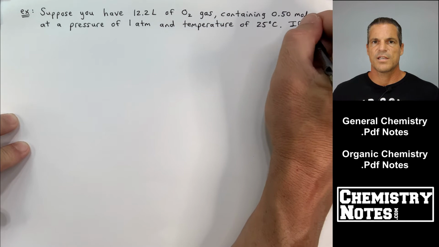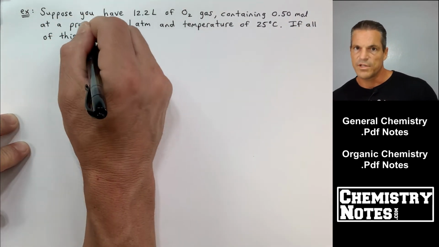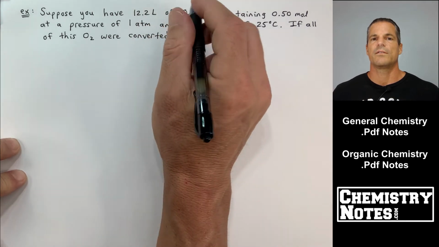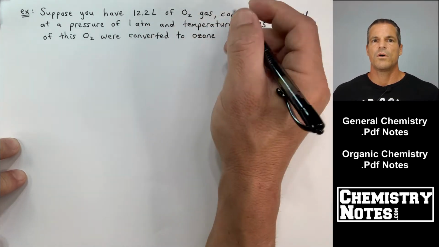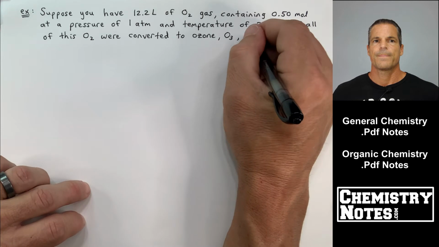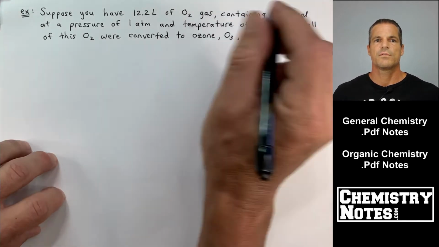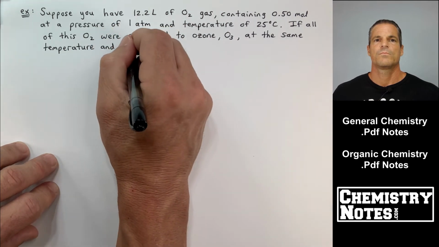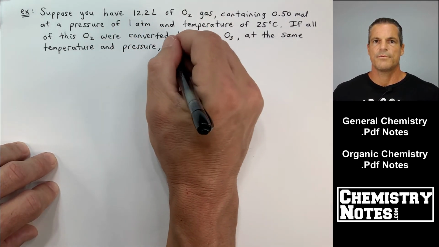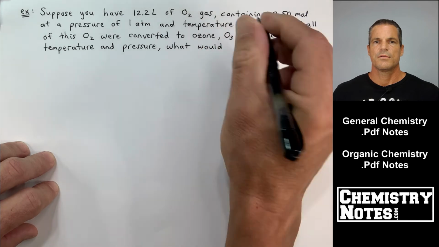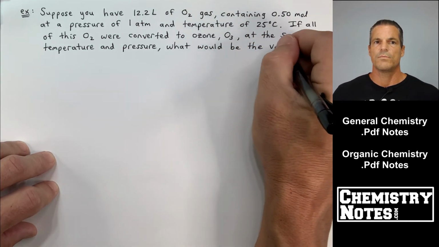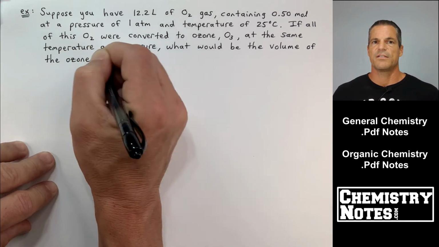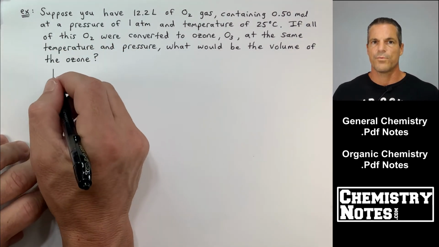If, there's the conditional, right? If, moving into situation 2 now, all of this O2 were converted to ozone, O3, at the same temperature and pressure, what would be the volume of the ozone gas? So they want us to find the volume of O3.